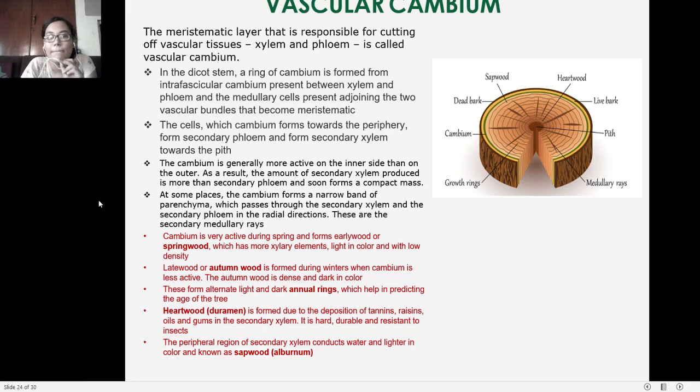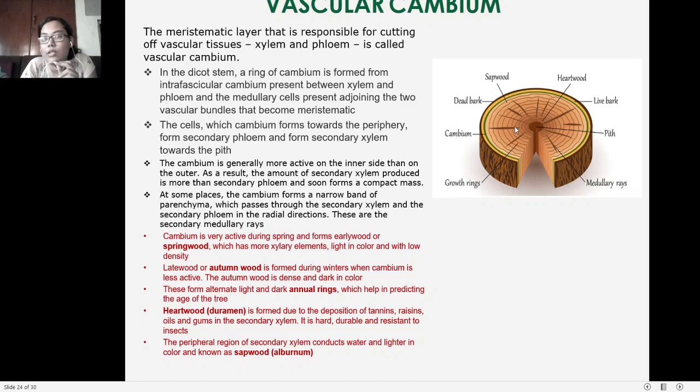As I told, the cambium is more active on the inner side, so it produces secondary xylem much more than secondary phloem. Now at some places the cambium forms a narrow band of parenchyma which passes through secondary xylem and secondary phloem in a radial direction. These are called the secondary medullary rays.